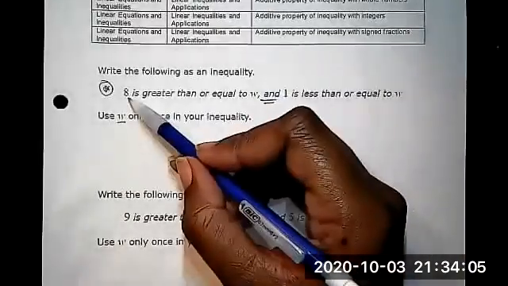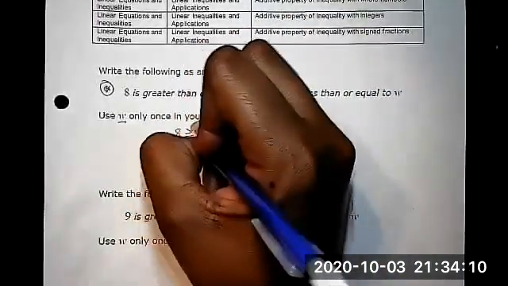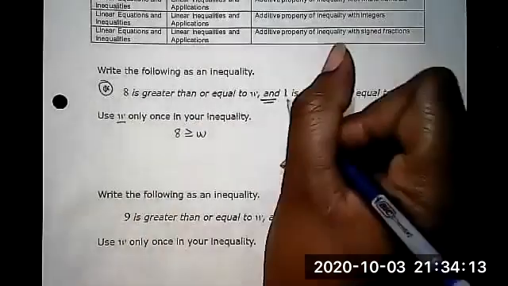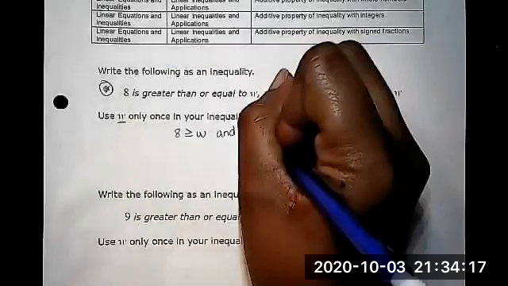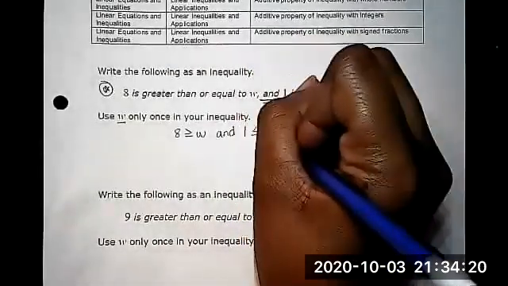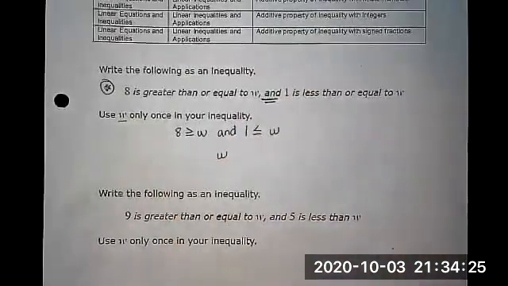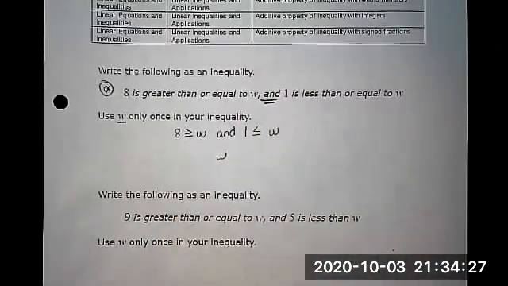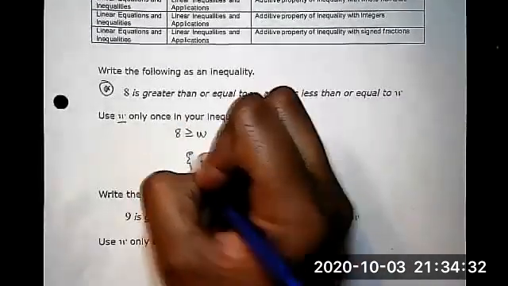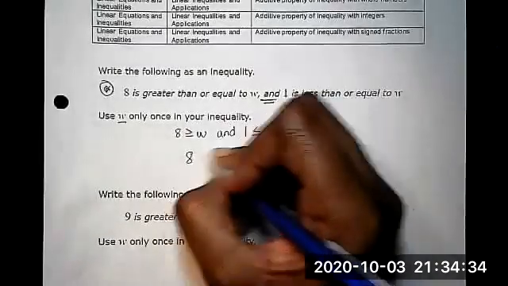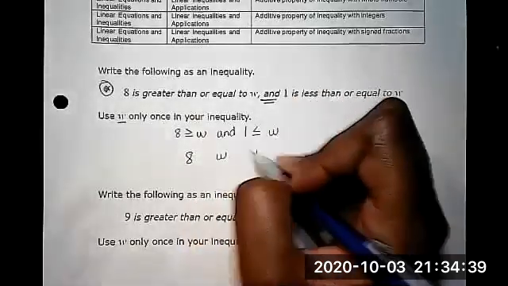All right, so 8 is greater than or equal to W, and we also have 1 is less than or equal to W. And we want to write just 1 W. So we know that we have 8 and 1, so 8 is here, 1 is here. Usually with your "and" problems, this is how you'll see them, numbers on the outside and then that letter in the middle.